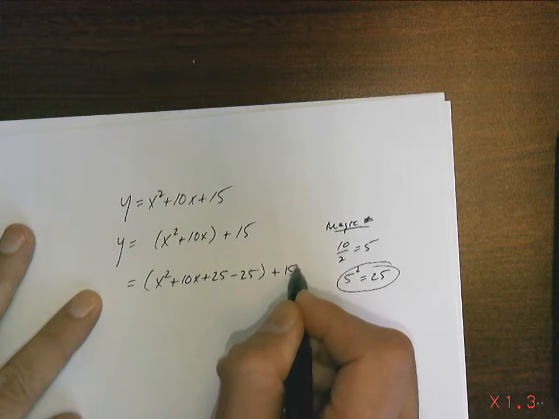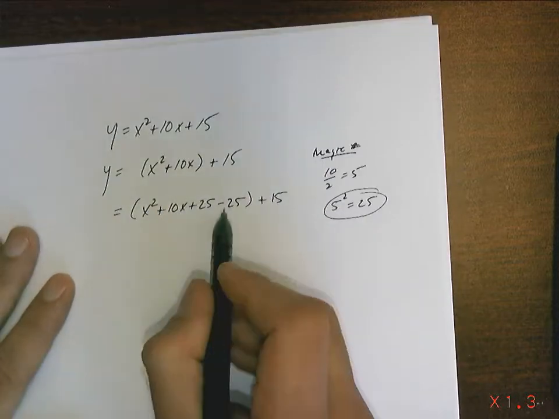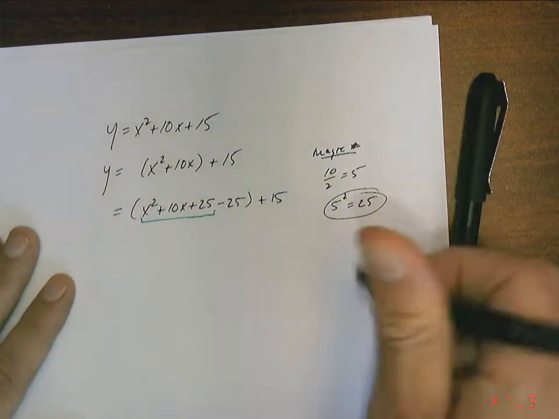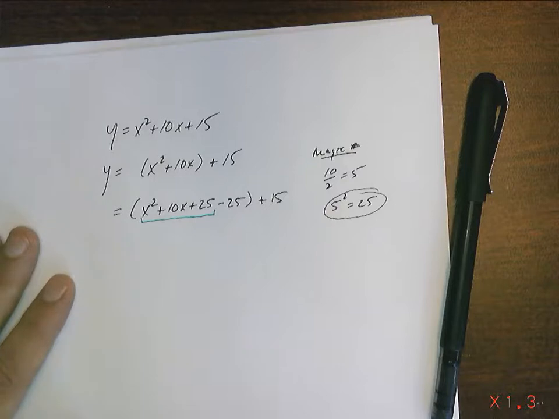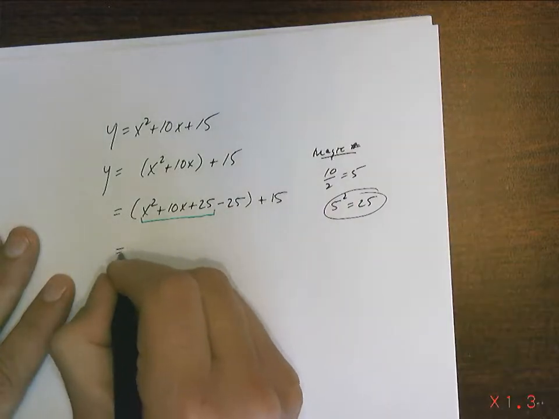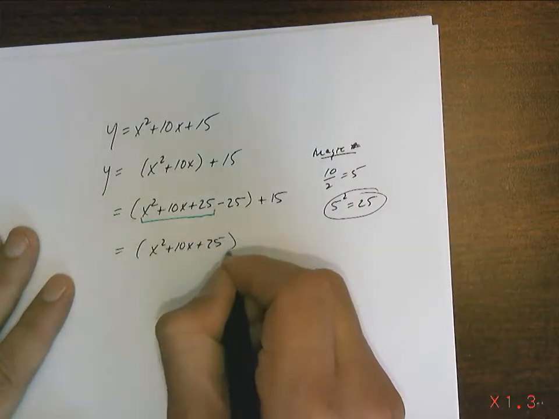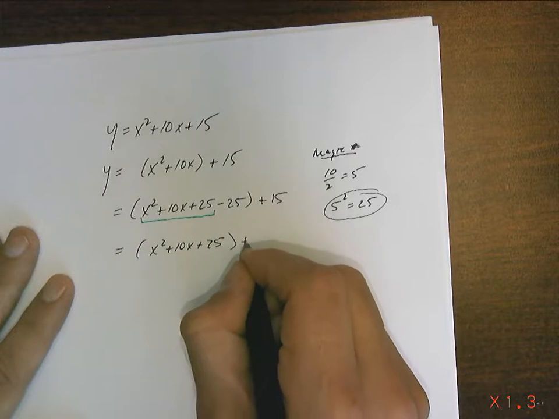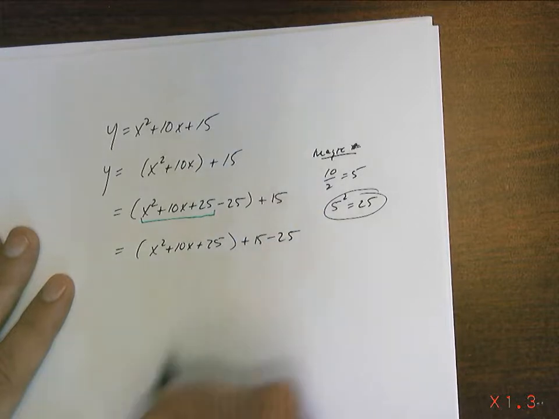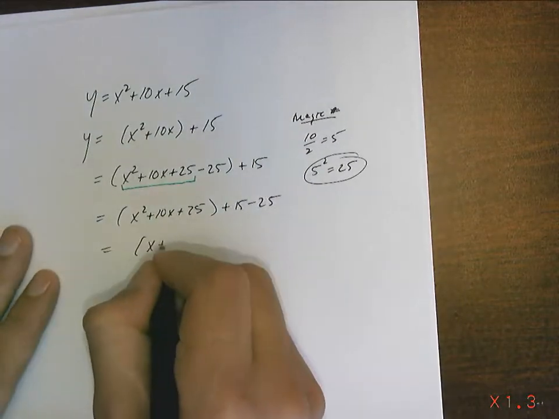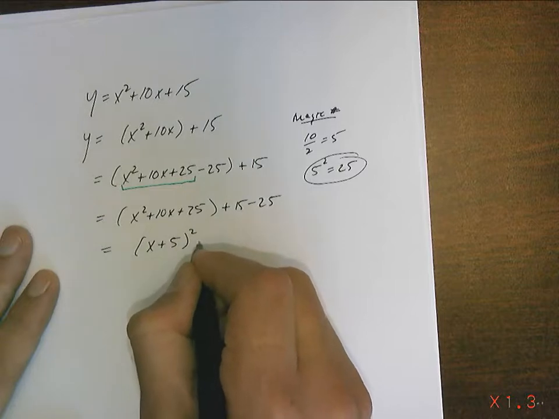The 15 is outside the brackets. This negative 25 I don't need. It's got to be there, but I don't need it to make a perfect square trinomial. So take it outside the brackets. So that's what I need for the perfect square trinomial. I put the negative 25 on the outside. I now have x plus 5 squared minus 10.